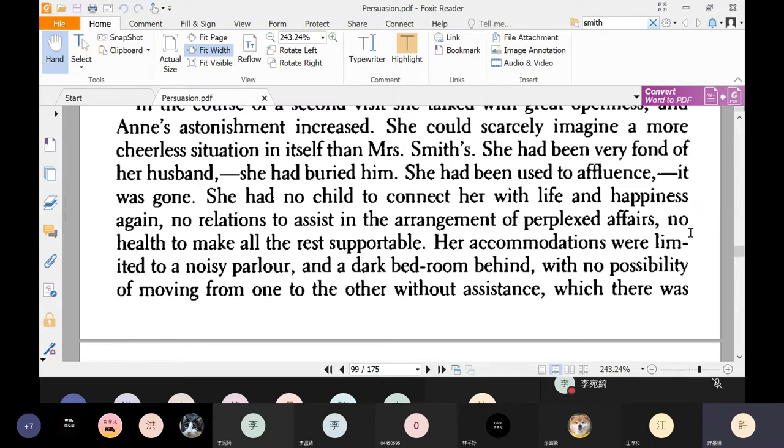So Mrs. Smith has many things that she has to deal with, but she has no family to help her and no health to make all the rest supportable. In other words, if she had had good health, she may have been able to slowly deal with her own business herself, but she does not have good health. So she does not have the good health to support all the other things that she should do.